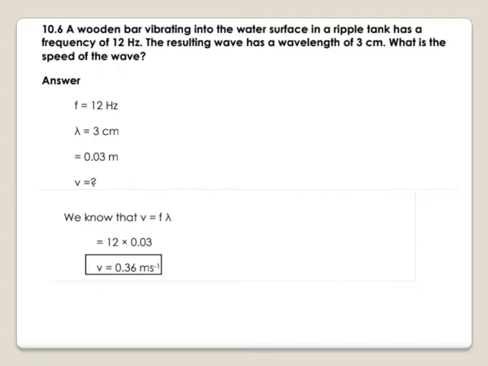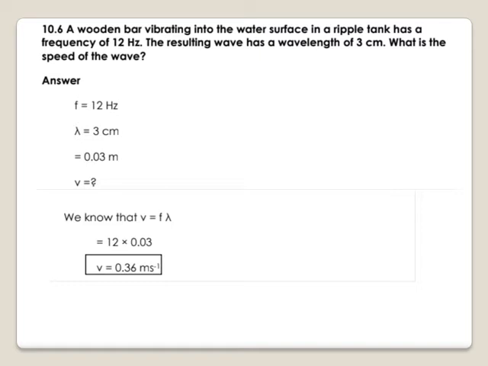the wavelength is in centimeters. So first of all we have to convert it into the system international unit, that is meter. So we will divide 3 by 100 because 1 meter is equal to 100 centimeters, so we will get 0.03 meter, and by putting this value in the formula we will get the wave speed as 0.36 meter per second.